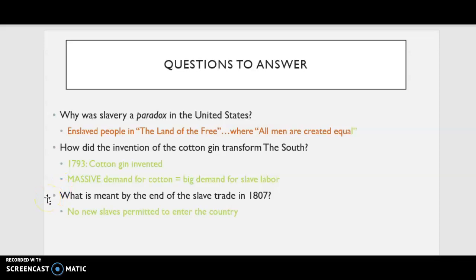And what is meant by the end of the slave trade in 1807? No new slaves were permitted to enter the United States. Though, again, this did not mean that slavery decreased. In fact, it continued to increase.